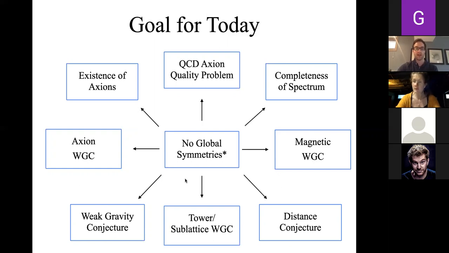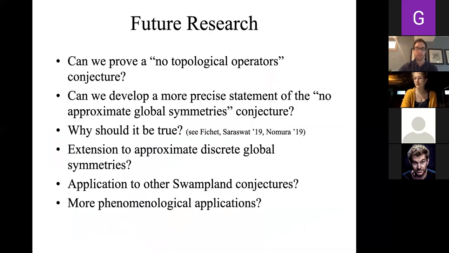The main punchline is that the statement of no global symmetries seems to be incredibly powerful in terms of the swampland program, with implications for many different facets of the swampland program.